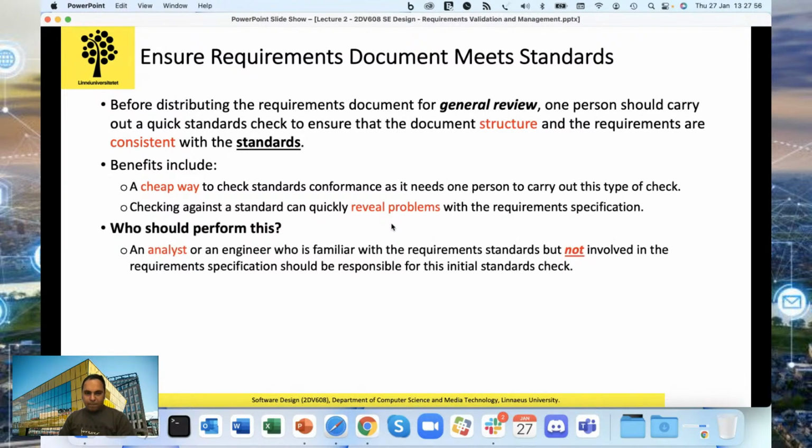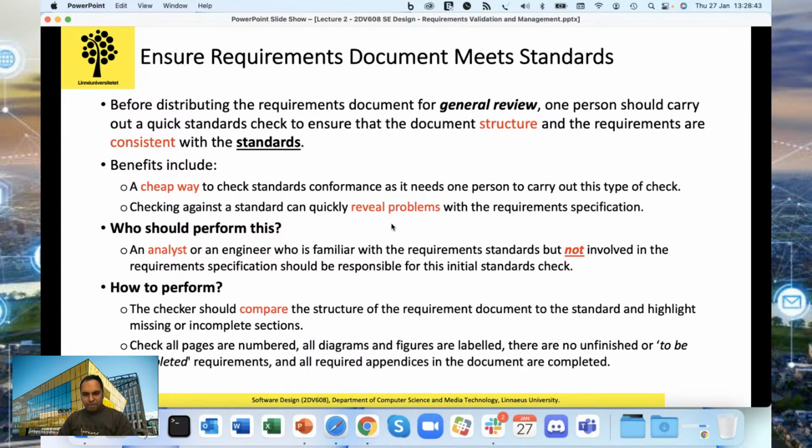And this check with the quality standard or requirement standard documents should be done by an engineer or analyst who was not part of the requirements elicitation, so as not to bias him or her, and having this third opinion will improve your requirements eventually. So this quality check with the requirements standard or standard document should be done by a person who was not involved in the requirements gathering phase.